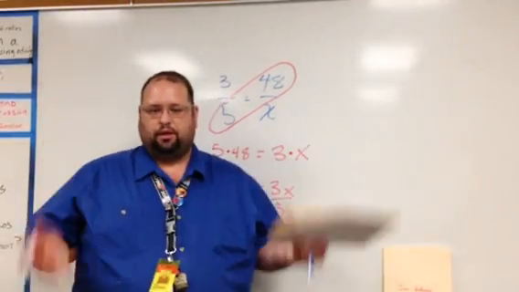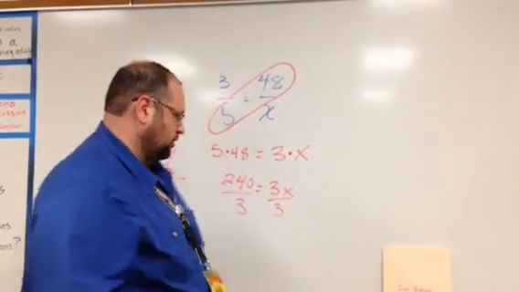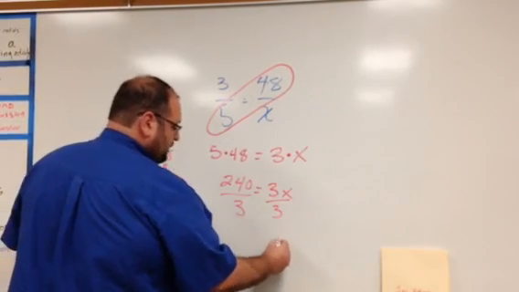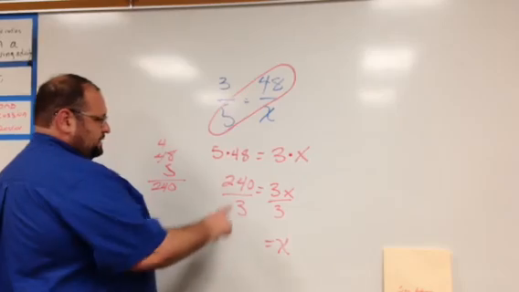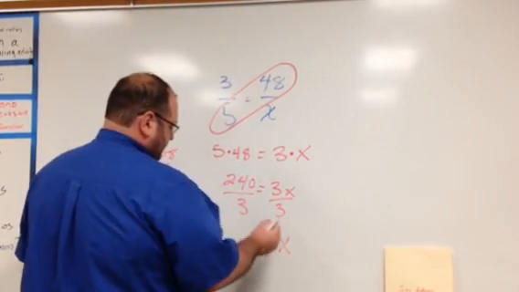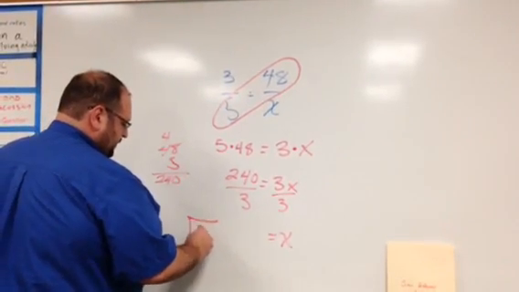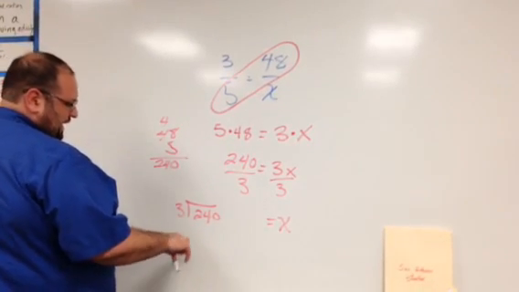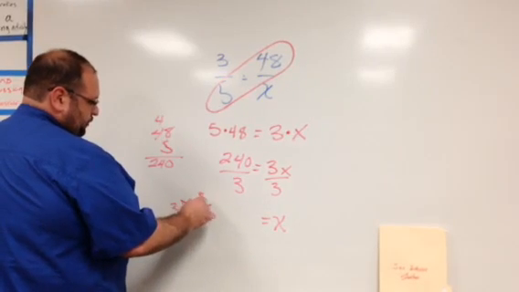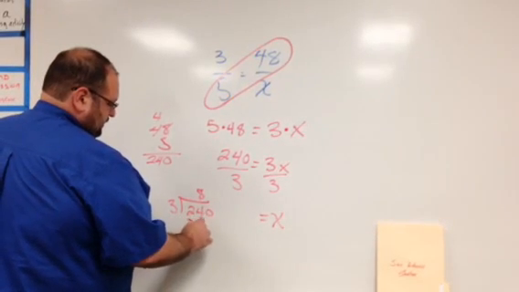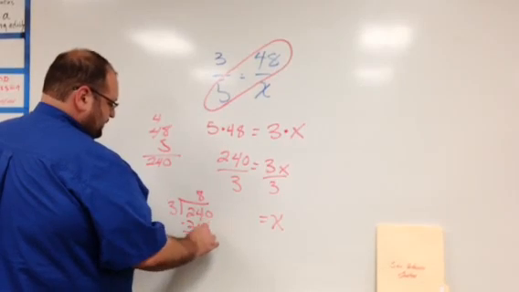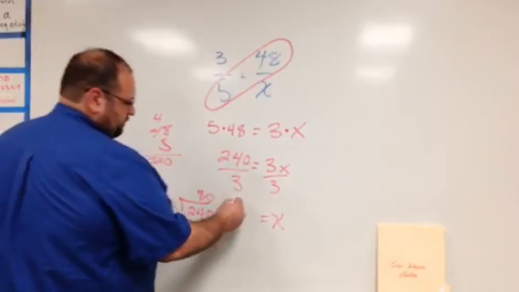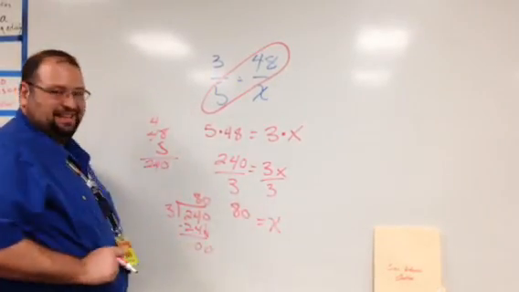It's like a balance beam. Whatever you do to one side, you've got to do to the other, or it will fall lopsided. 3 divided by 3 gives us 1, so we have 1x, and 240 divided by 3. So we're going to do some long division. Here's 240, 3. 3 goes into 2 not at all, but it does go into 24 8 times. Subtract that, we've got a 0. 3 goes into 0, 0 times. So our value for x is 80.